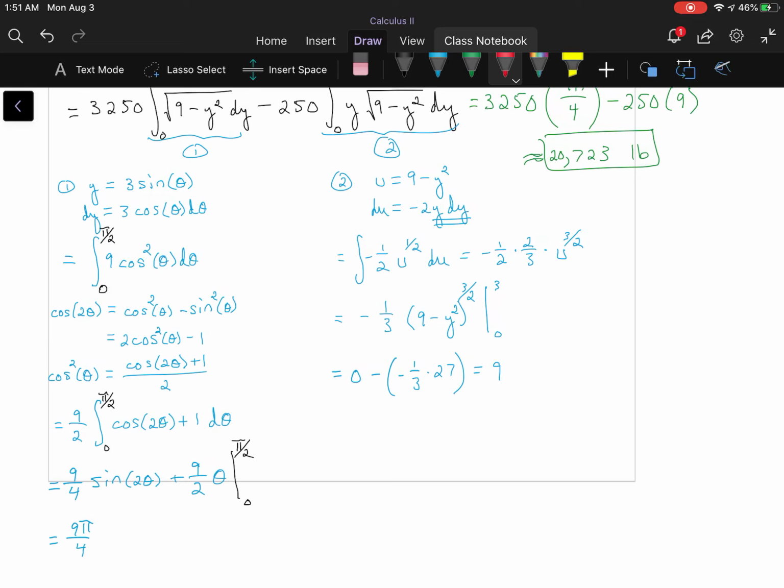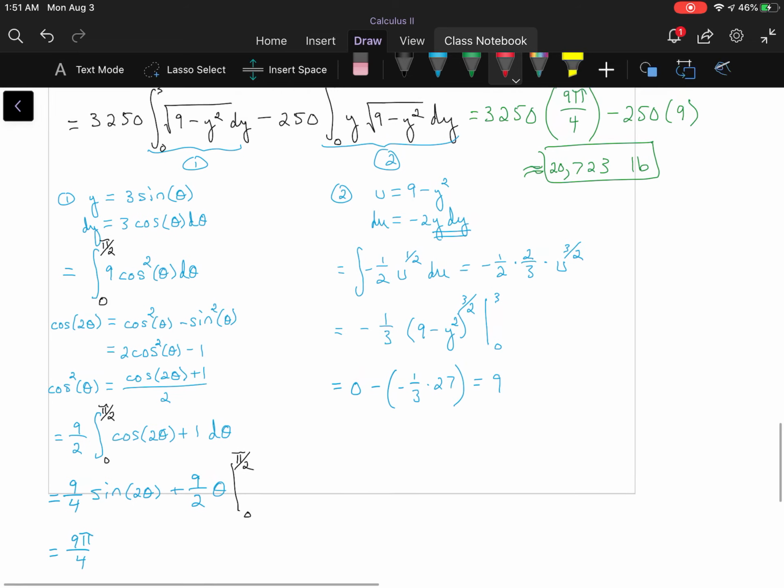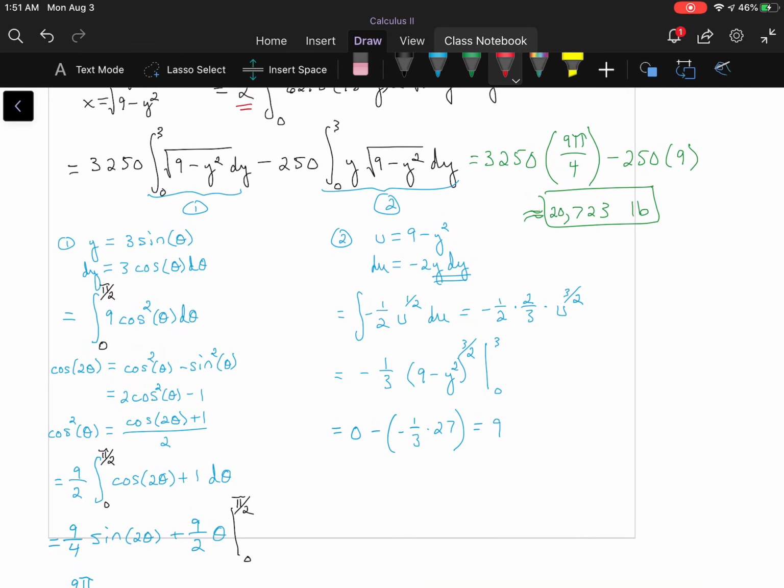I did convert back to a function of y for number 2 just because it's much easier. And for each of those, the first integral I got 9 pi over 4, and the second one I got 9, which I then plugged in green in the top right for the 2 integrals respectively. And when you solve, you get approximately 20,723 pounds, and that is with actually evaluating pi as 3.14159.